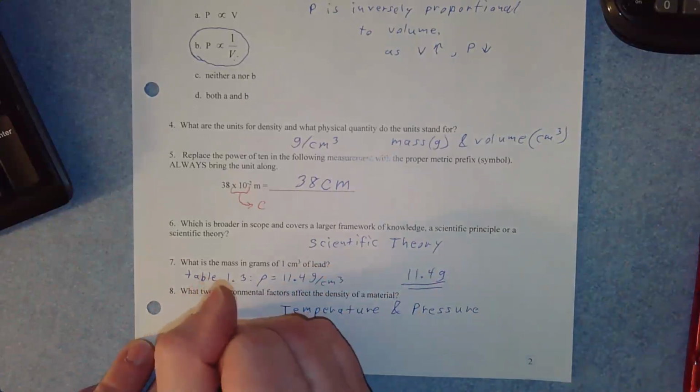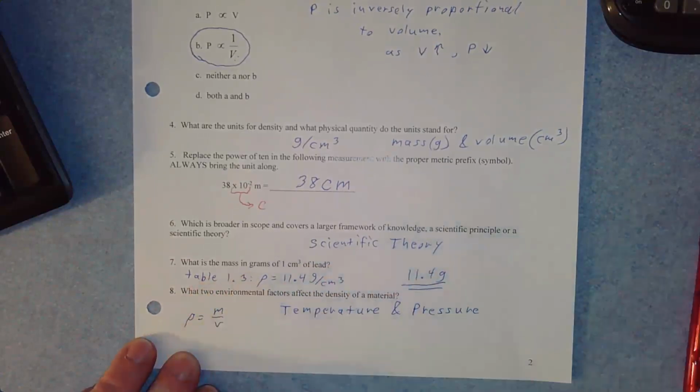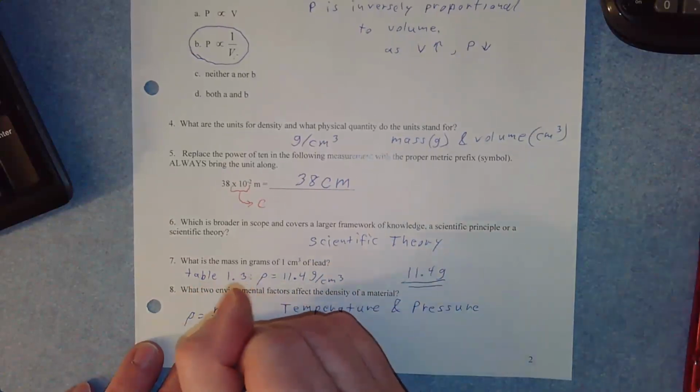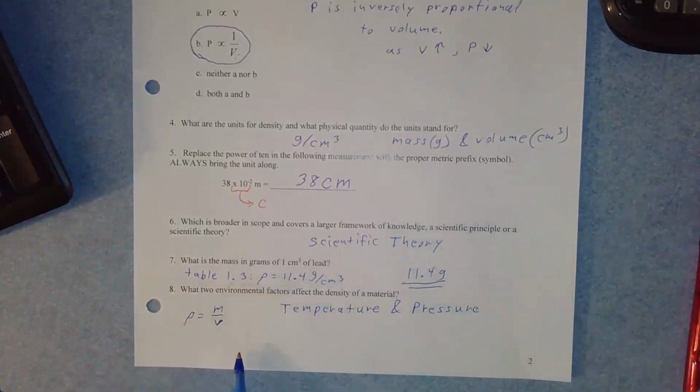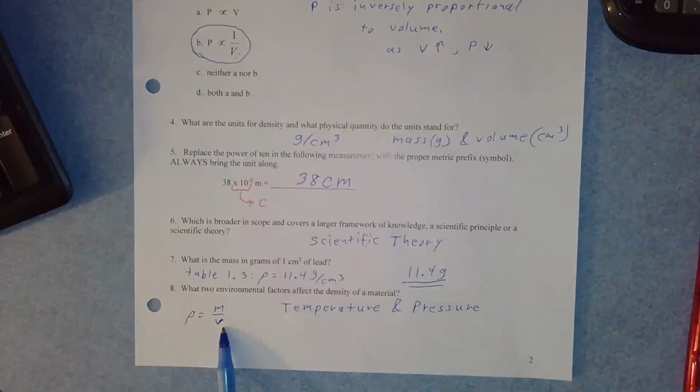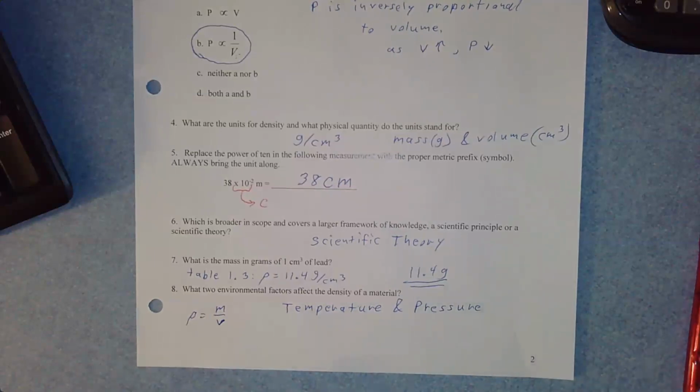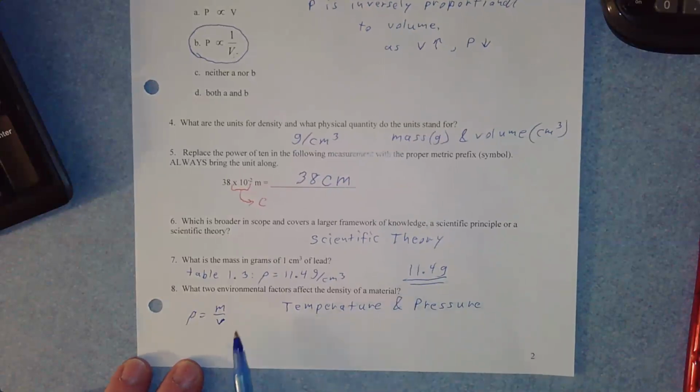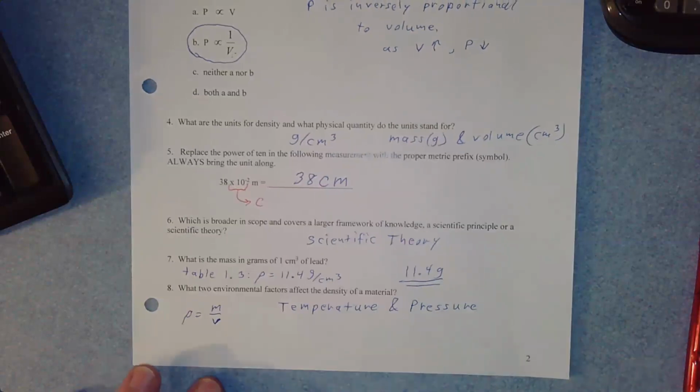And density is mass over volume. Typically, temperature and pressure don't affect the mass, but temperature and pressure affect the volume of a material, right? So increase the temperature, a lot of materials expand, volume gets bigger. Decrease the temperature, a lot of materials shrink, volume gets smaller. If you increase the pressure on something, the volume gets smaller, right? You're squeezing it together. And then if you decrease the pressure on something, the volume gets bigger. So these two environmental factors affect density because they affect the volume. All right, that's page 2.